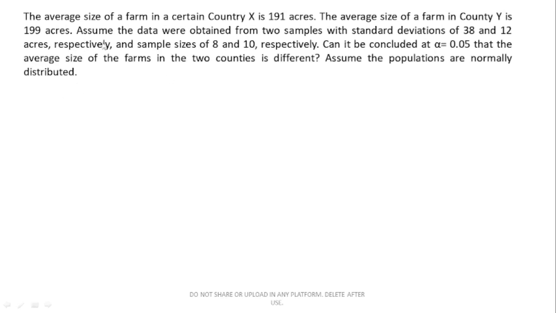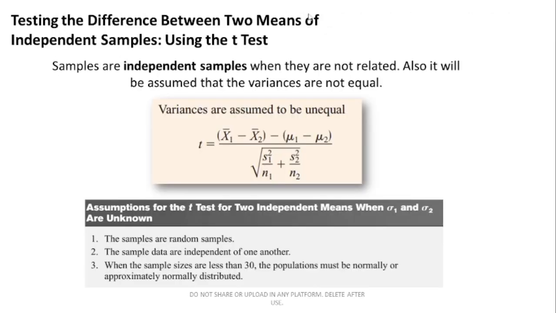So, in this example, yung country X natin is hindi naman makaka-affect dun sa country Y natin. Kung gaano kalawak yung farm dun sa country X, walang pakialam yung country Y. So, wala silang pakialamanan. So, meaning to say, they are independent. So, we will be using this formula.